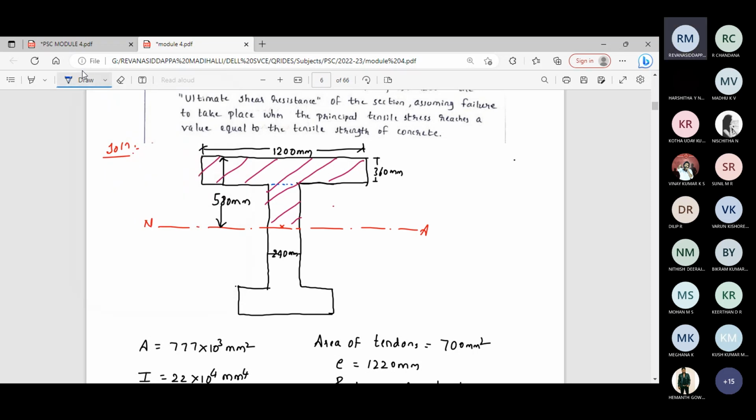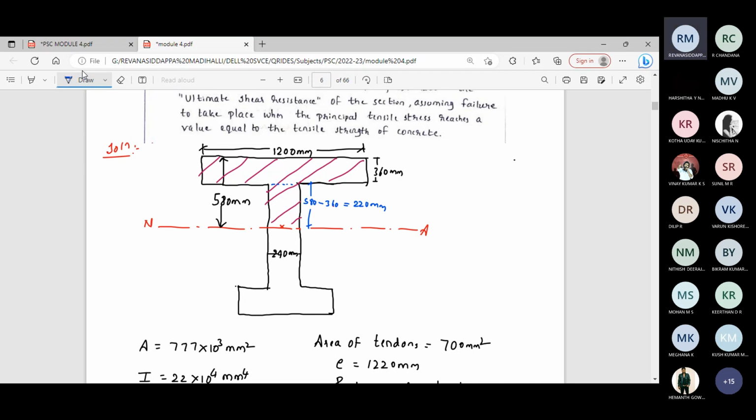One is the flange, 1200 by 360, and the width of the web is 240. What will be this length? 580 minus 360. How much will we get? We'll get it as 220 mm. Okay, so I have divided this shaded portion into two rectangles.